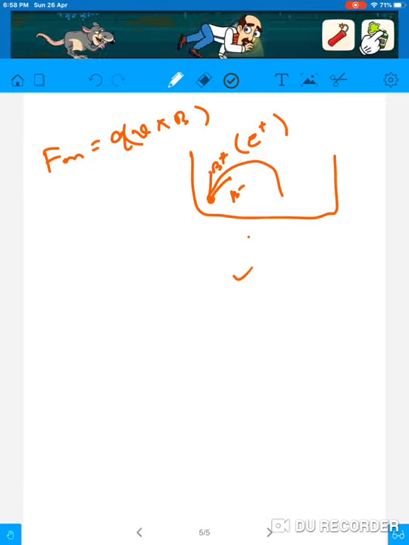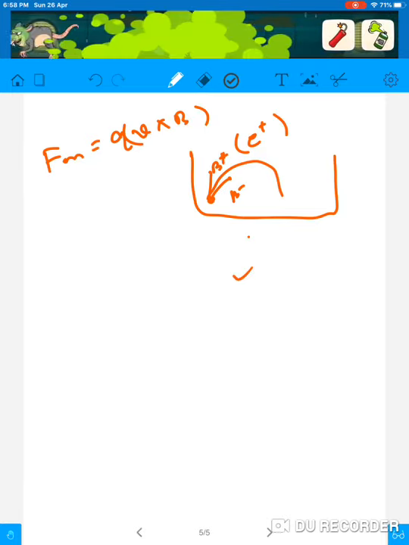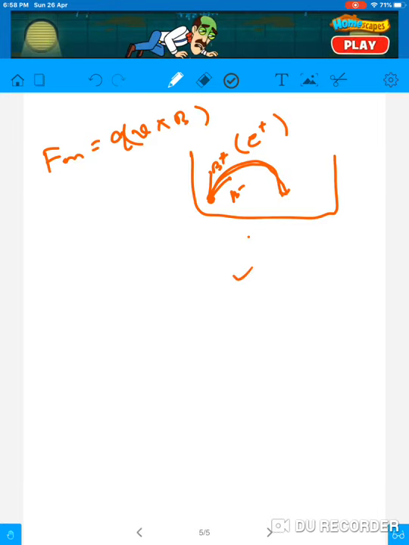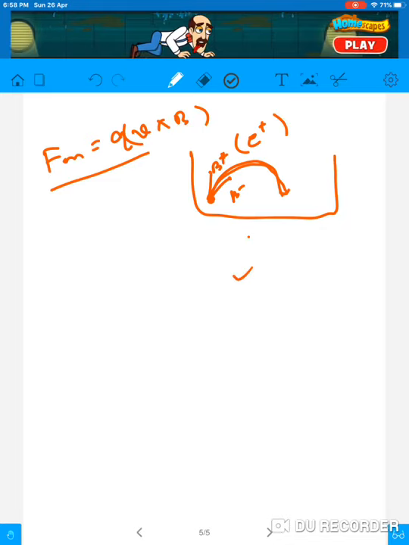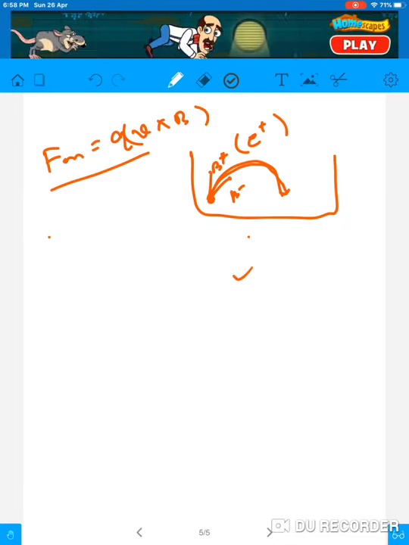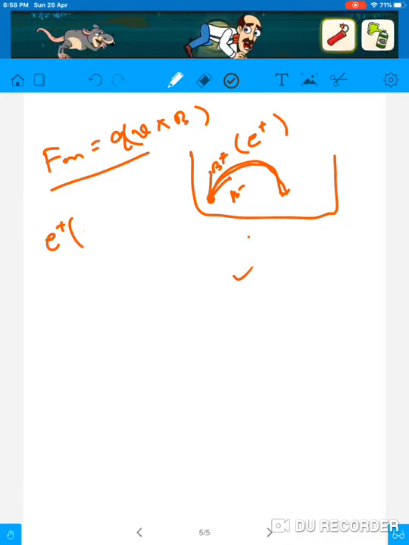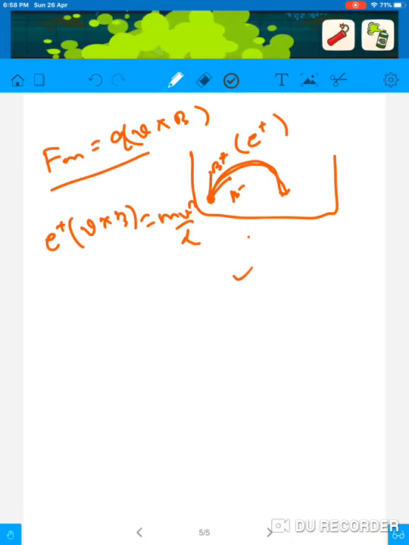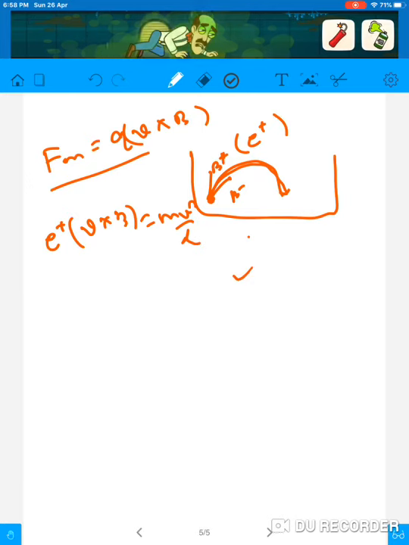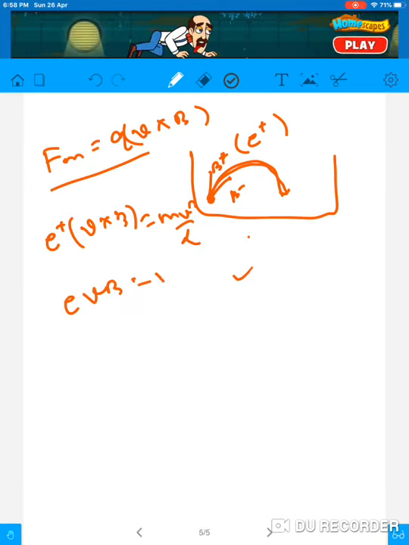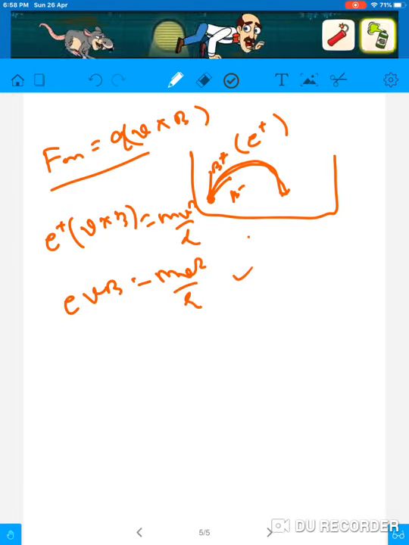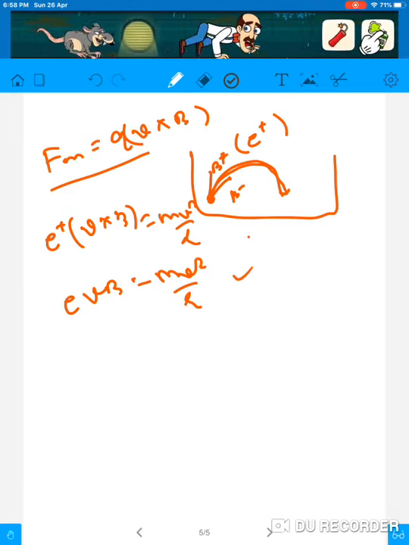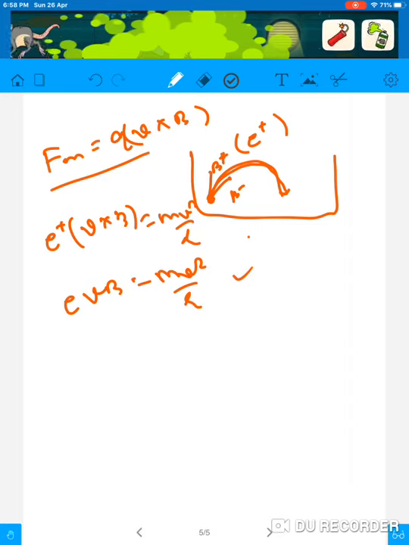So if the particle is going in this circular arrangement, it means there is this kind of interaction, and because of this, q, which is obviously positive, e positive, v cross B is equal to mv square by r. In circular arrangement, the v cross B is perpendicular, that's why we have circular fashion. That implies that evB is equal to mv square by r.